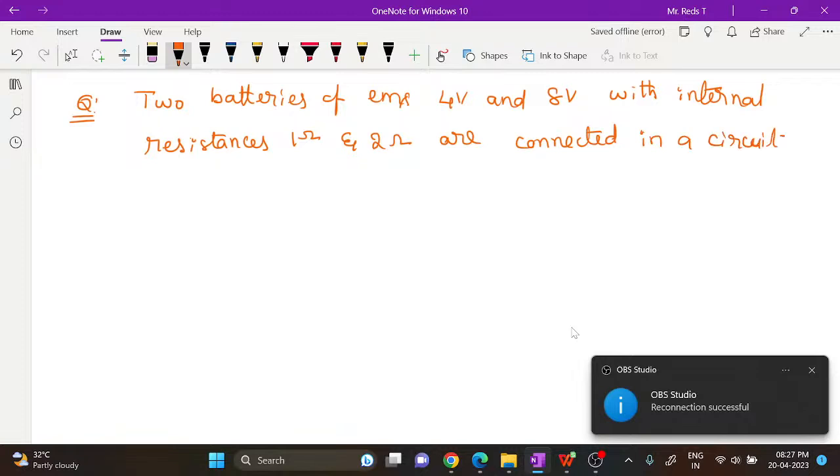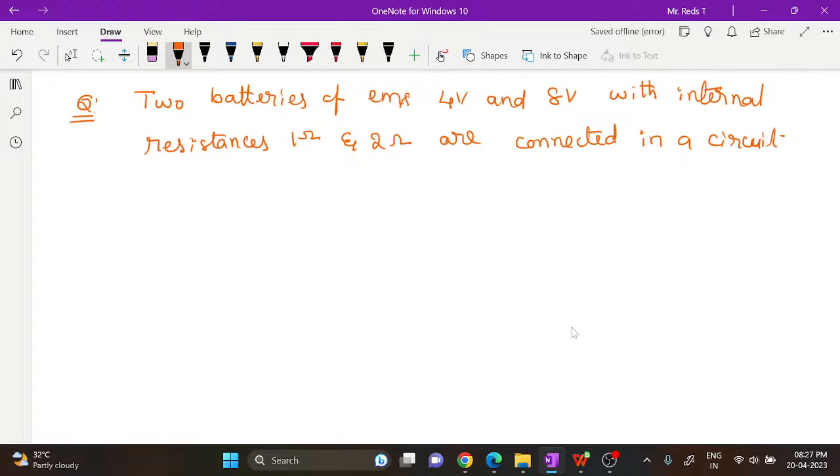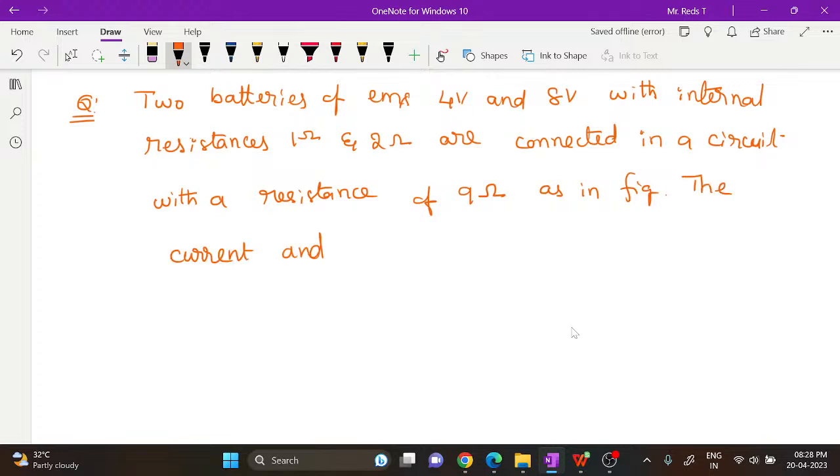Connected in a circuit with a resistance of 9 ohm, as in the figure. The current and potential difference between the points P and Q are, so draw the circuit.